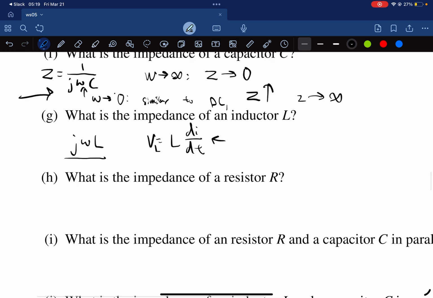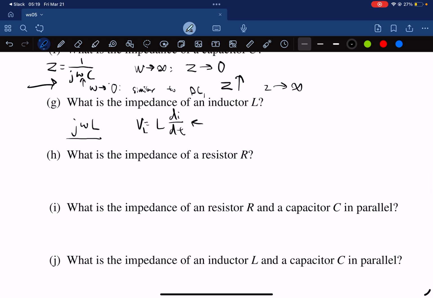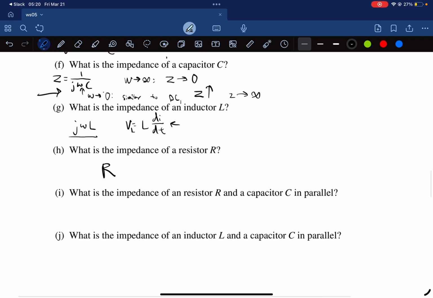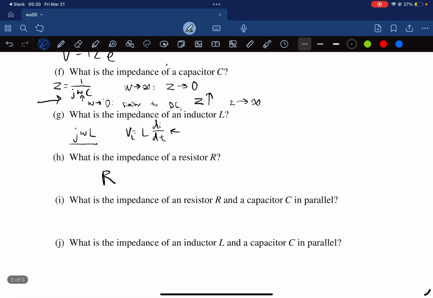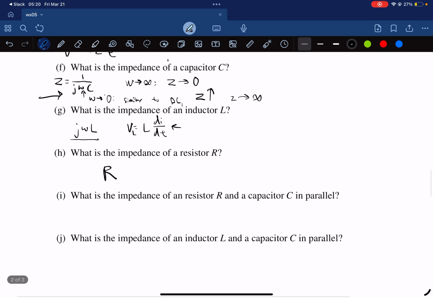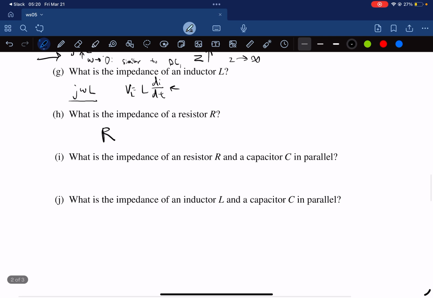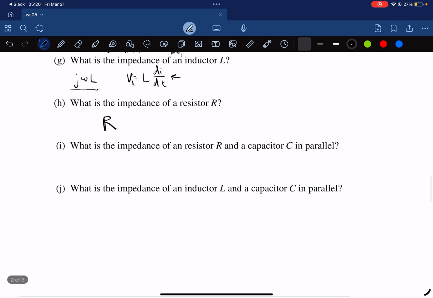Okay, what is the impedance of a resistor R? That's just going to be equal to R. It doesn't really depend on omega. That's just how that works, I guess. Resistance is an internal property of some physical thing. Okay, let's look at the impedance of a resistor R and a capacitor C in parallel.